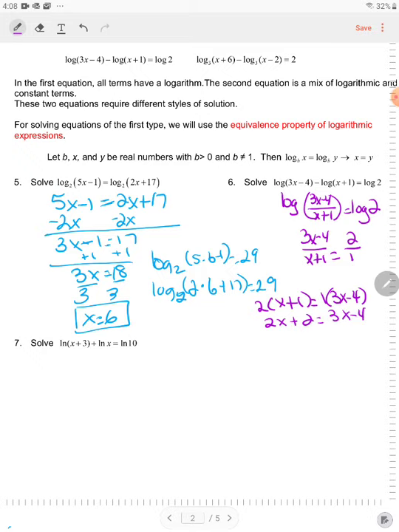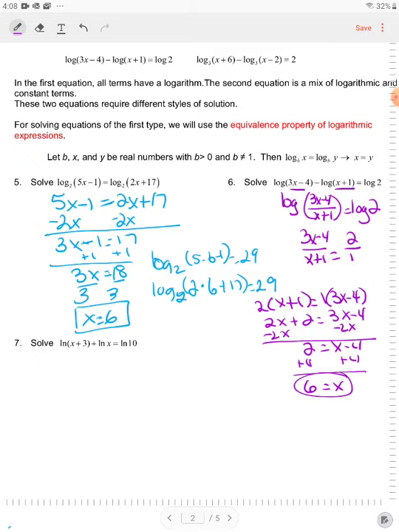Again, variables on each side. So subtract 2x from each side. 2 is equal to x minus 4. Add 4. We get 6 equals x. And again, when we check it, when I plug it in, 3 times 6 is 18, minus 4 is 14. So that's a positive. 6 plus 1 is 7. I could type it in the graphing calculator, but I'm just checking again to make sure these arguments, when you plug in your answer, are not equal to 0 or a negative number.